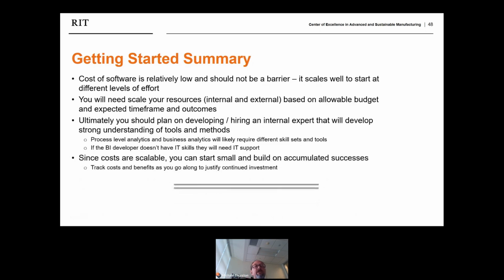And since the costs are scalable, you can start small and build on accumulated successes. And make sure you track your costs and benefits as you go along to justify continued investment in new business intelligence or data analytics applications.